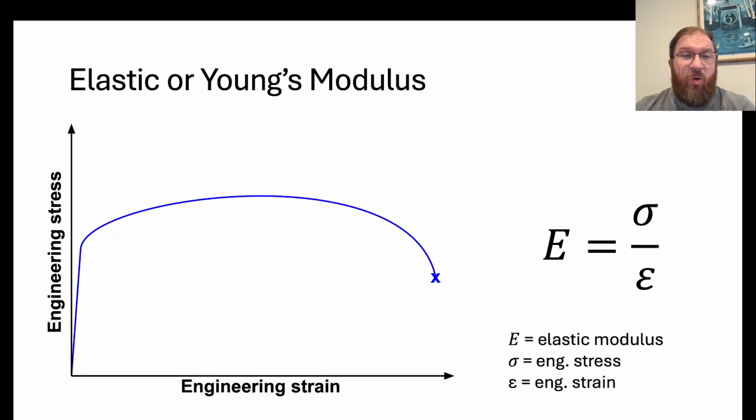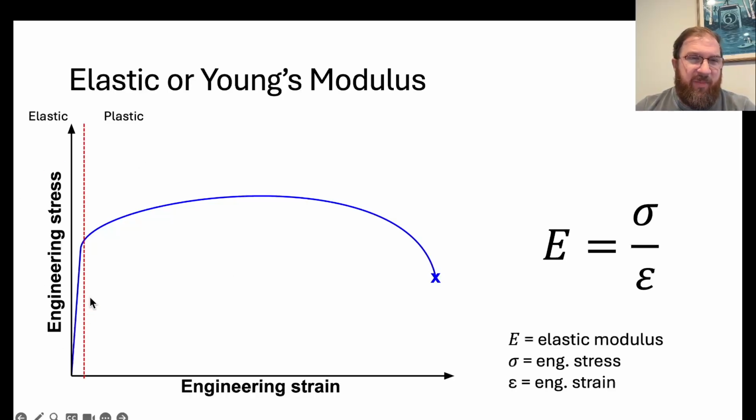And so what we want to do is look at this curve and isolate the elastic portion. How we can do that is typically by the linear portion early on versus the nonlinear portion after. And so this red dashed line is roughly that indication for us. Before that is the elastic, and after that is the plastic.